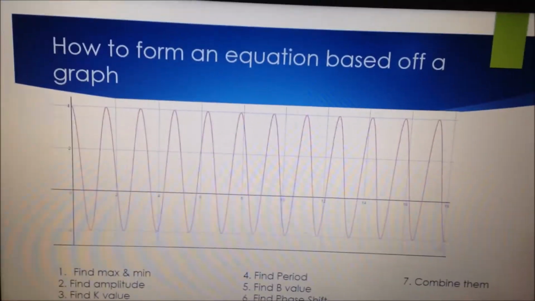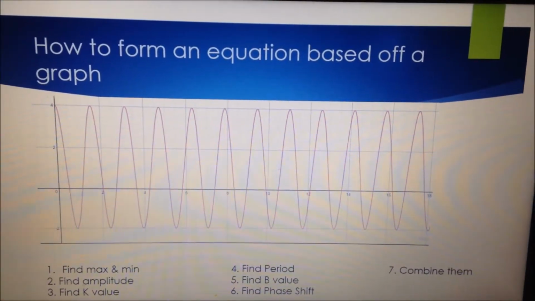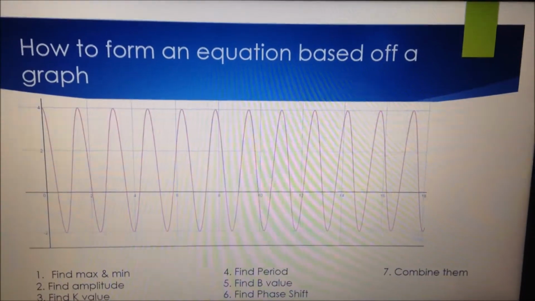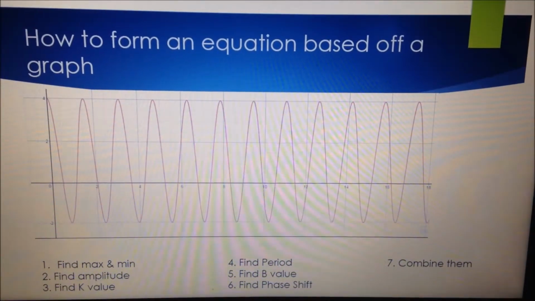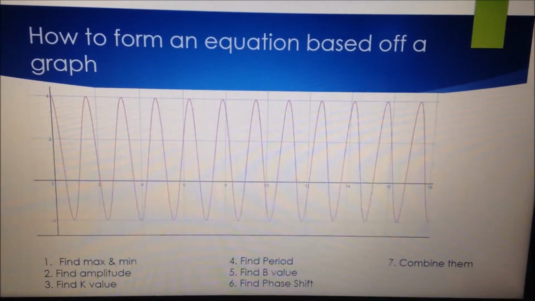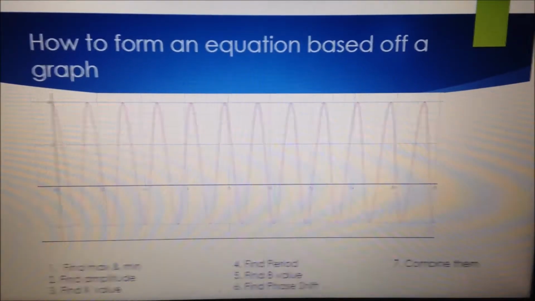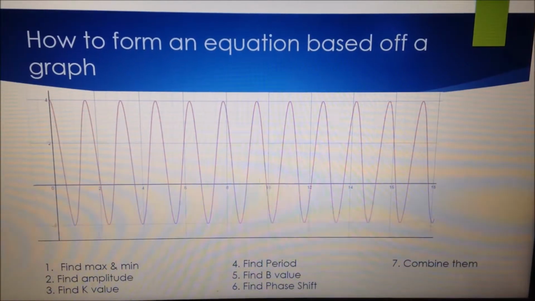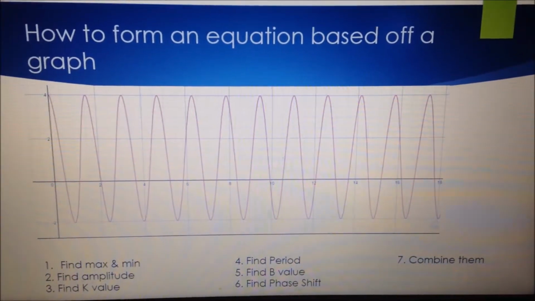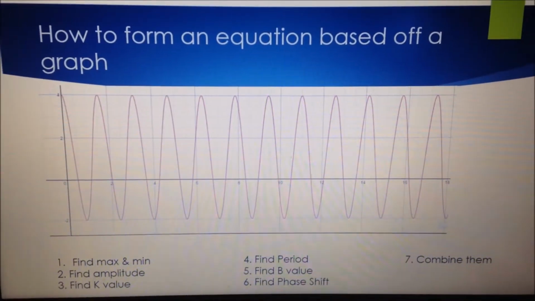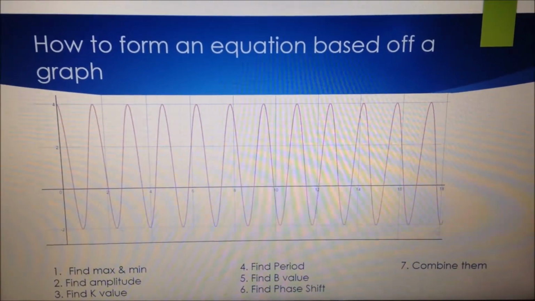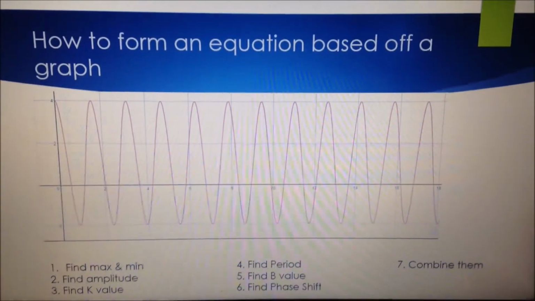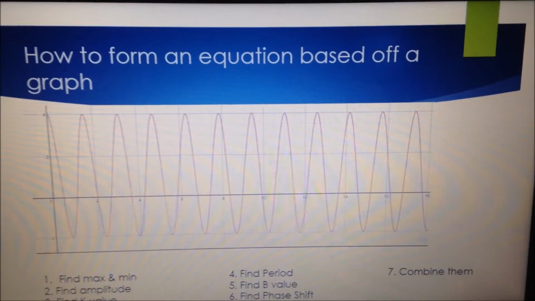So now we get into the challenging part, how to form an equation based off a graph. So first we're going to find the maximum and the minimum, then we're going to find amplitude, then k value, then period, b value, phase shift, and then we're going to combine them. Now it doesn't matter what order you put them in, but one thing you have to remember is that you have to find the maximum and the minimum first, because you won't be able to find the amplitude and k value without them, so I always like to do them first.